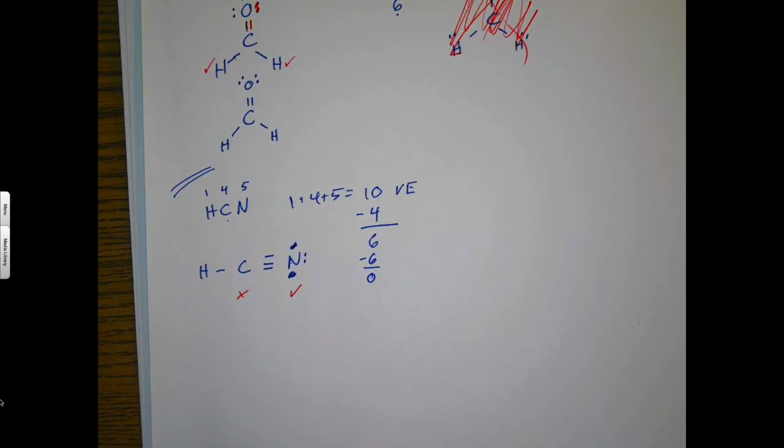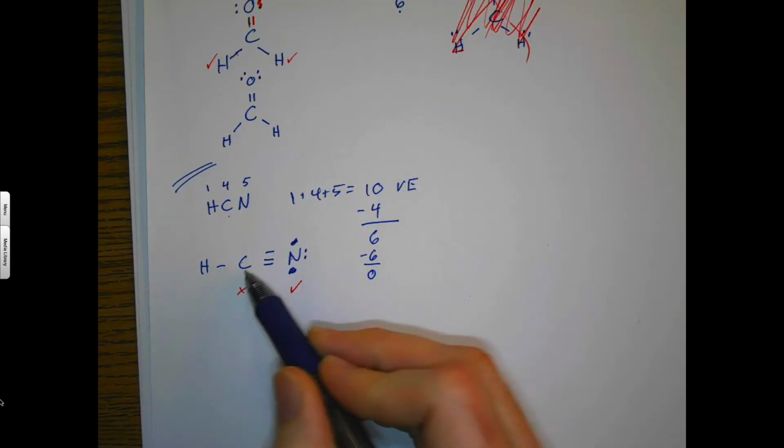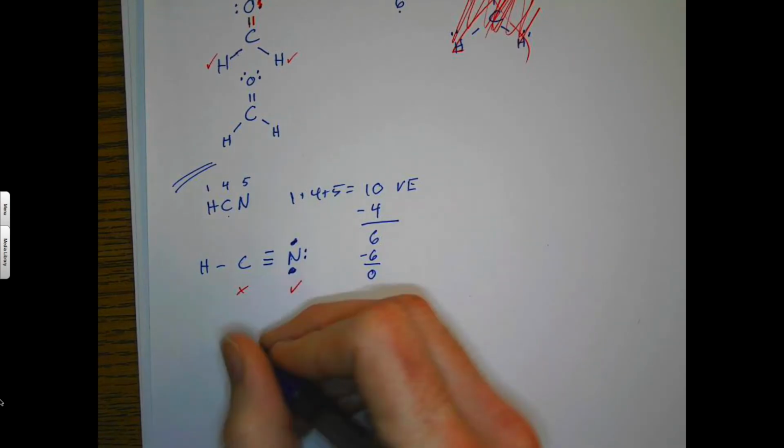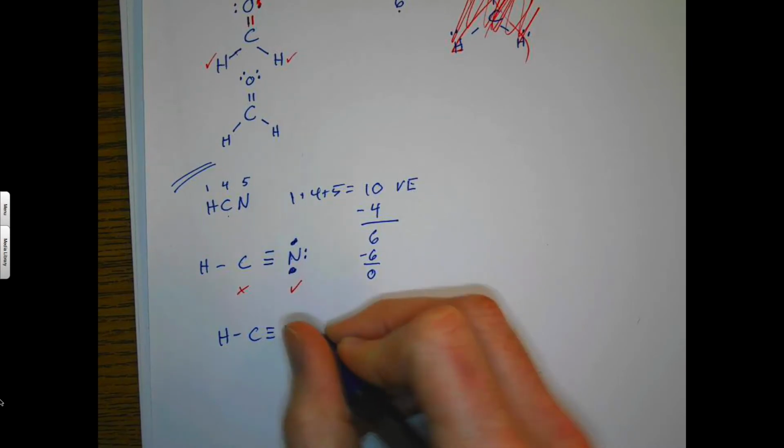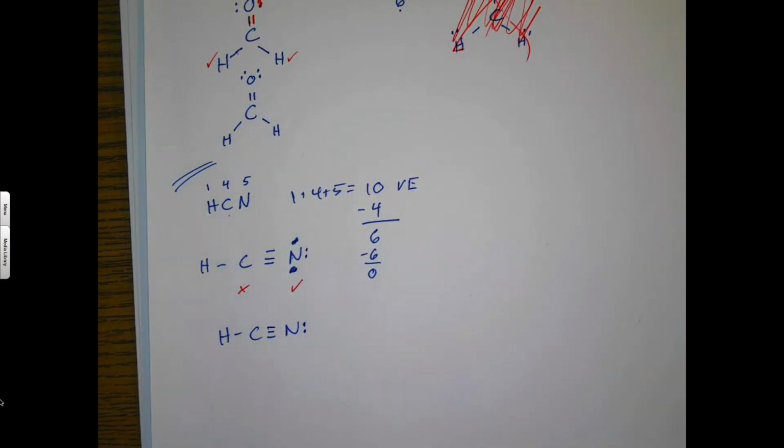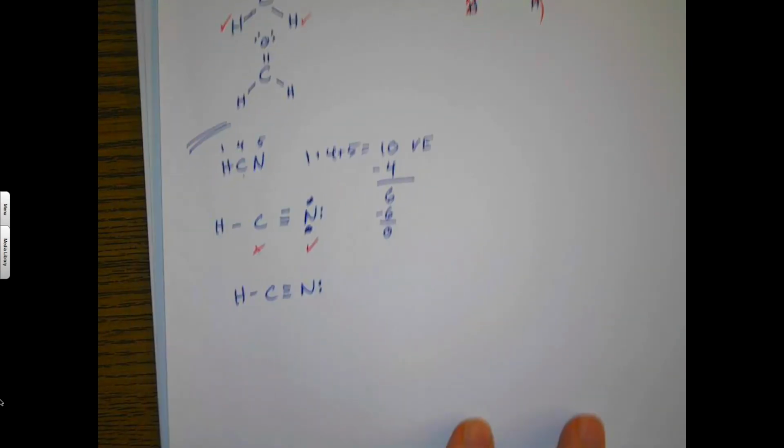We got down to 0. I keep missing that step. And so we get that. So we get H, C, and then a triple bond to N. All right, so very cool.